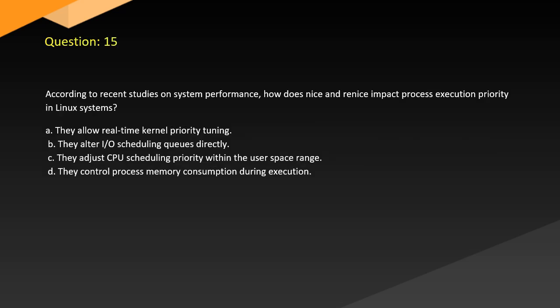Question 15. According to recent studies on system performance, how do nice and renice impact process execution priority in Linux systems? A. They allow real-time kernel priority tuning. B. They alter I/O scheduling queues directly. C. Adjust CPU scheduling priority within the user space range. D. They control process memory consumption during execution.